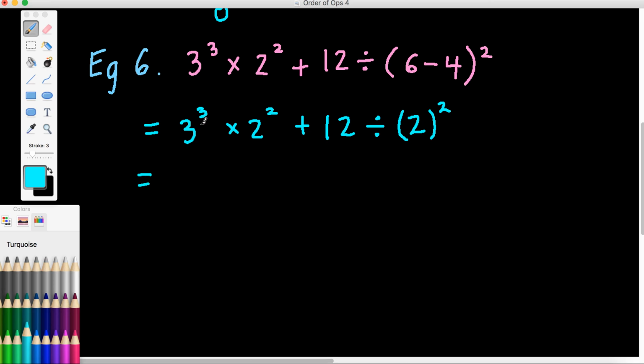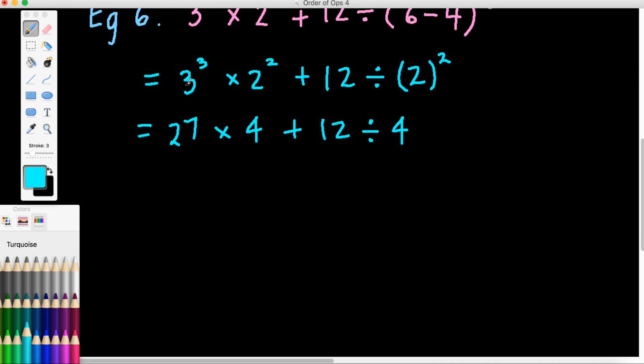Now we'll do the indices. 3 cubed, that's 3 times 3 times 3. 3 3s are 9, 9 3s are 27. 2 squared is 4, and we're adding 12 divided by 2 squared, which is 4. Okay, next. We are left with multiplication, addition, division. So multiplication, division, they are next in our order. So we need to do 27 times 4. So easiest way to do this one, well, if we're multiplying by 4, we could double and double again. So double 27 is 54, double that is 108.